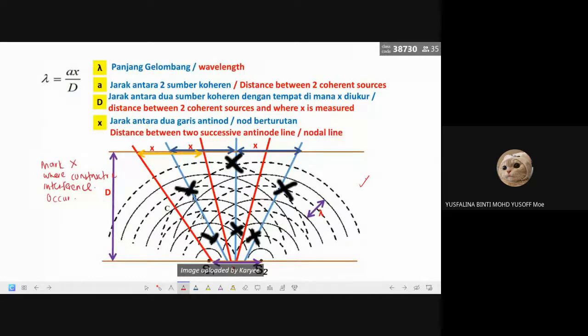Okay, constructive. Silvan, this is a destructive, right? This is the crest meeting with the trough. Okay, Silvan.